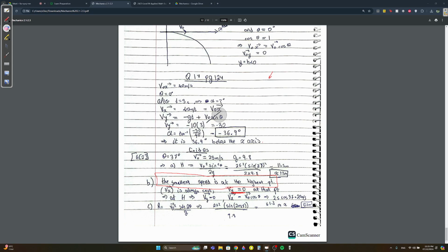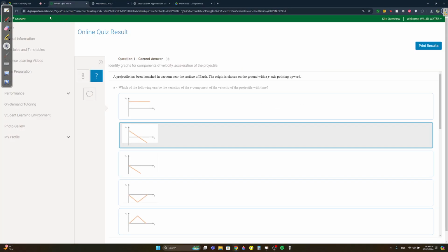Okay, let's actually solve the quiz now. The first question: a projectile has been launched in vacuum near the surface of Earth. The origin is chosen on the ground with a y-axis pointing upward. What can be the variation of the y component of the velocity of the projectile with time? You know that the acceleration in y is equal to minus g, which is minus 9.8 meters per second squared. That means your acceleration is negative, so what's gonna happen to velocity? It's gonna start positive and it's gonna begin to decrease. That's how it looks.